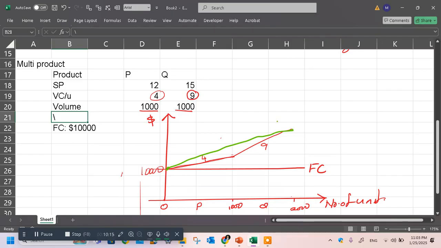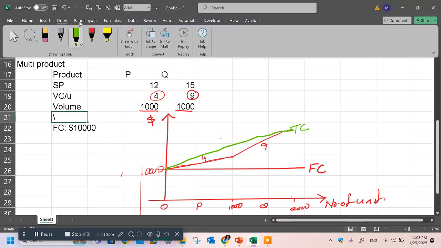This is how your total cost graph will be. Same will apply for revenue also. If you look at revenue, let me use different colors for that. Revenue.